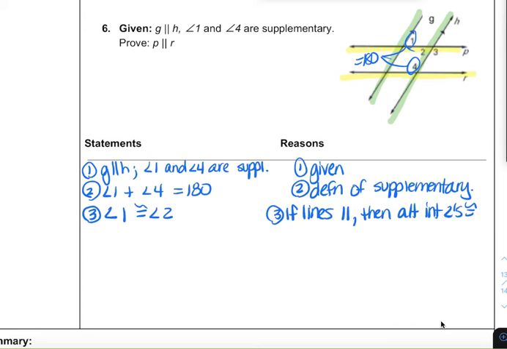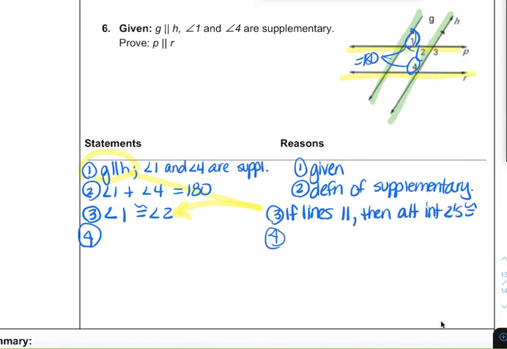So that came from this. This led me to this, which caused me to say that. So now I know that 1 is congruent to 2. Well, to get where I'm trying to go, which is that those lines are parallel, 2 and 4 need to be what? Supplementary. They need to be supplementary, right? They're same side interior angles. In order for P to be parallel to R, I need for 2 and 4 to be supplementary.